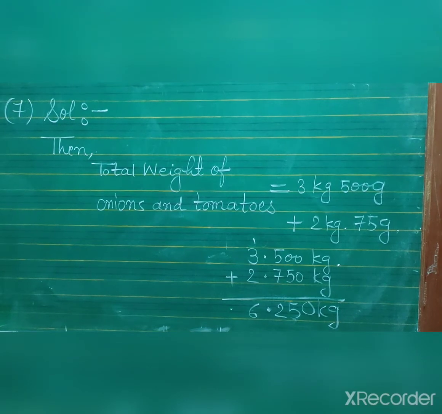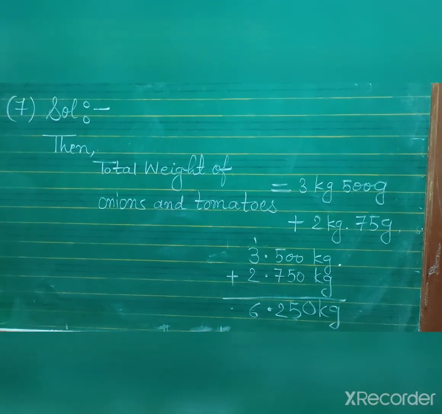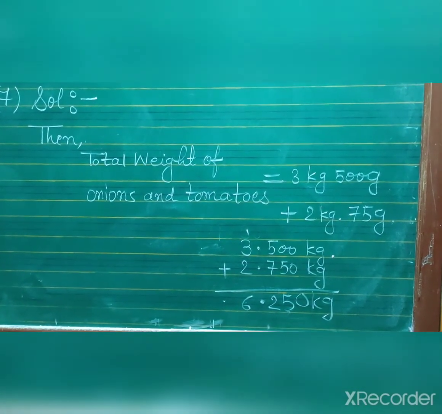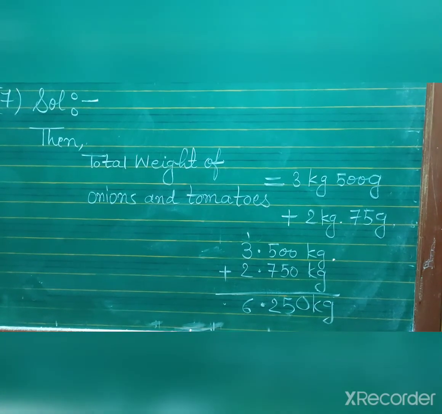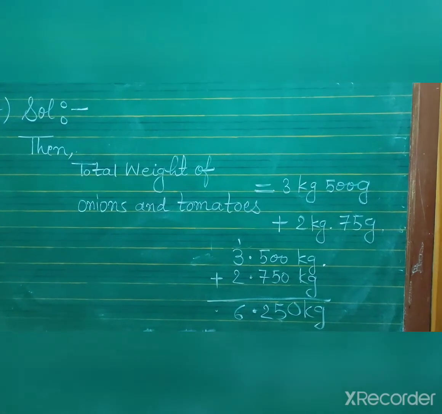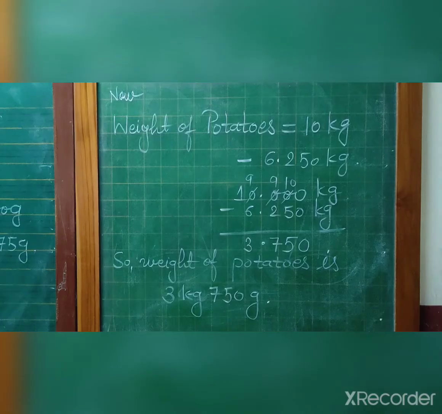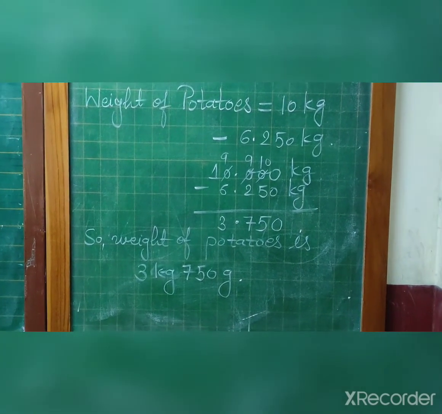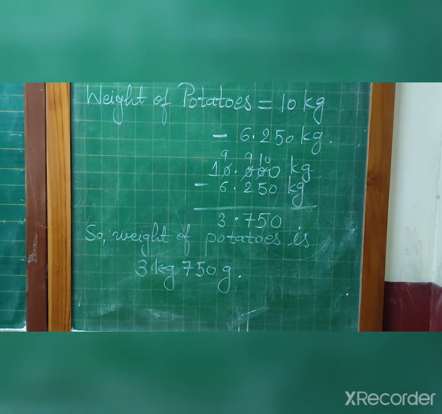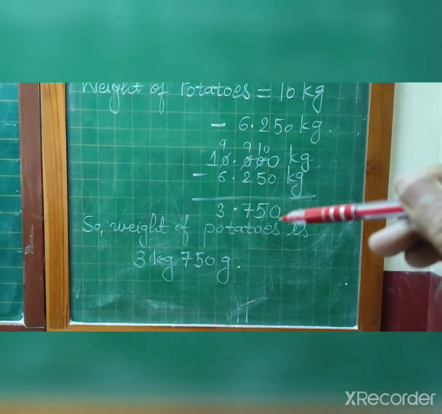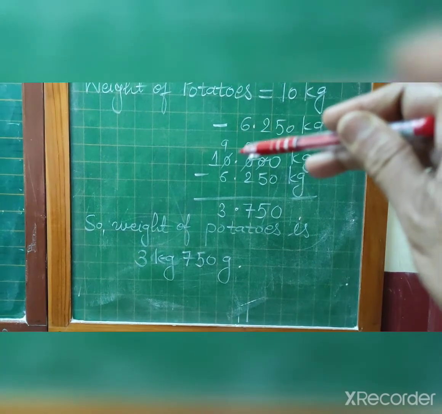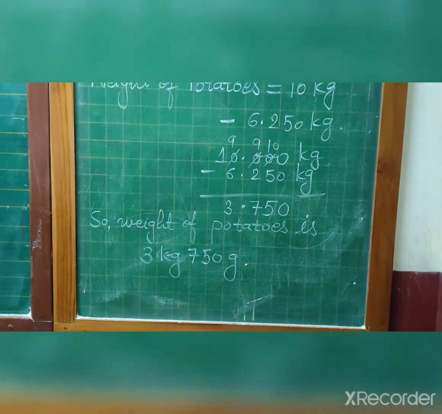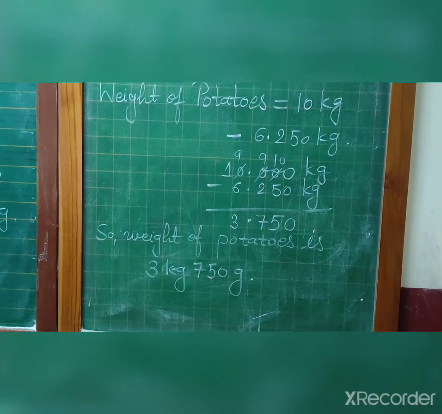Then total weight of onions and tomatoes is equal to 3 kg 500 gram plus 2 kg 750 gram. So 3.500, 2.750. After adding, you can see the answer is 6.250 kilogram. Now weight of potatoes is equal to 10 kilogram minus 6.250 kilogram. So 10.000 kilogram, 6.250. 0 minus 0, 10 minus 5, 5. Here will be 9 minus 2, 7 and here will be 9 minus 6, 3. So weight of potatoes is 3 kilogram 750 gram. So here 8.6 is finished.